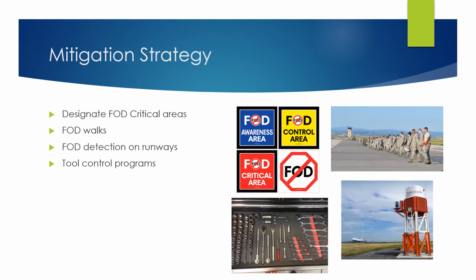Also, there's FOD detection on runways now, which would have helped prevent the Concorde tragedy that was discussed. There are specialized radars that can detect FOD on runways and alert airport operations personnel to remove the FOD. And there are also tool control programs for aircraft maintenance with shadowed toolboxes and tool control and accountability and inspections to ensure that tools do not become FOD and left on airplanes.